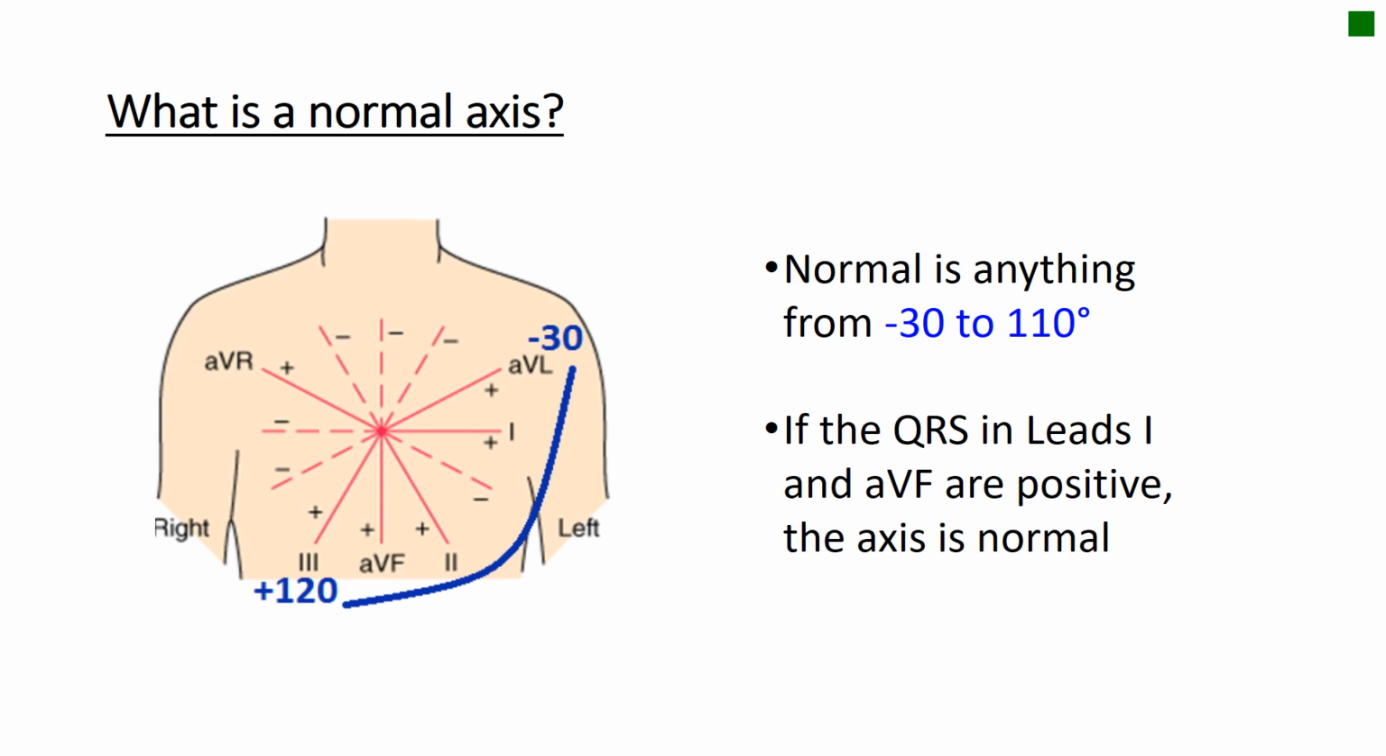That's normal. If the QRS in lead one and AVF are positive, the axis is normal, because then it's between those two. It's in this direction. They're both positive.